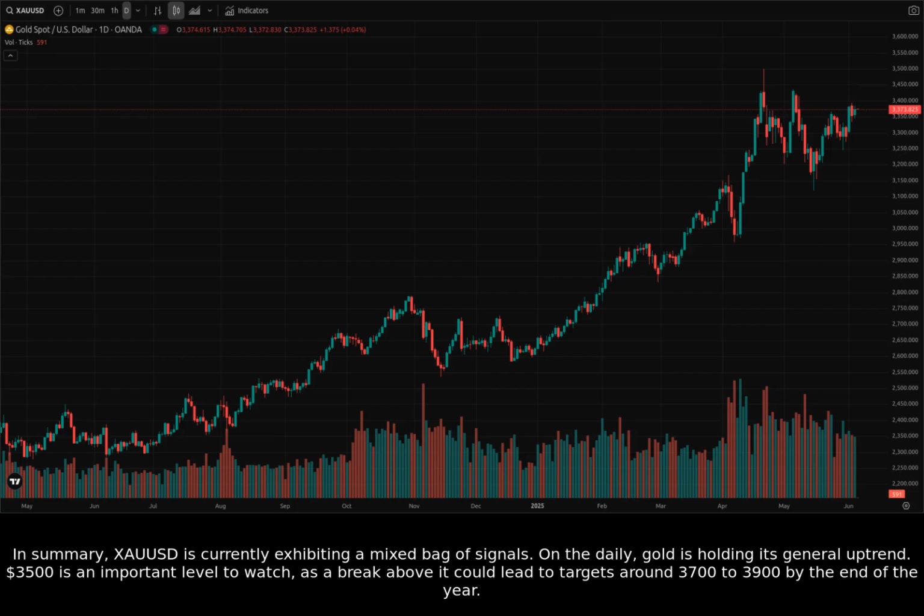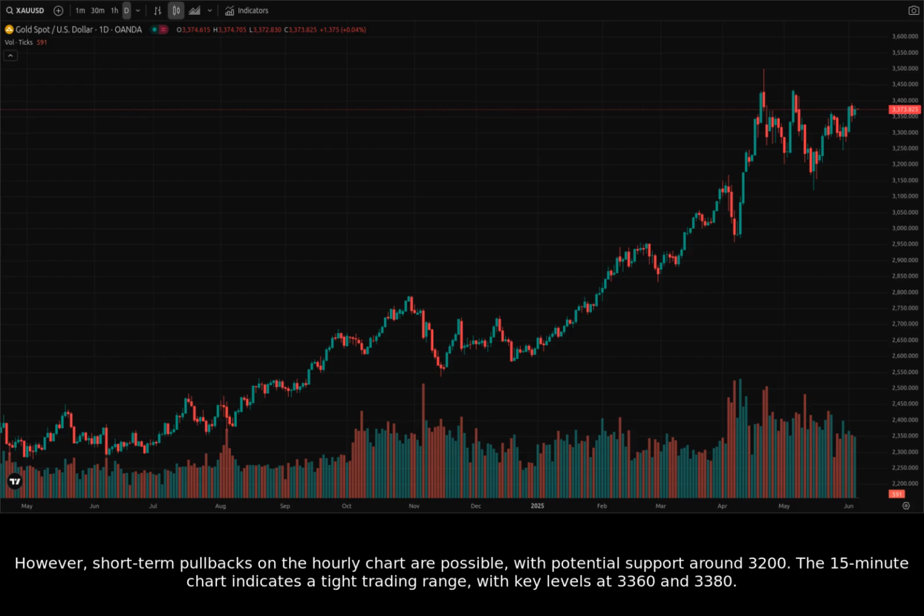In summary, XAUUSD is currently exhibiting a mixed bag of signals. On the daily, gold is holding its general uptrend. $3,500 is an important level to watch, as a break above it could lead to targets around 3,700 to 3,900 by the end of the year. However, short-term pullbacks on the hourly chart are possible, with potential support around 3,200. The 15-minute chart indicates a tight trading range, with key levels at 3,360 and 3,380.